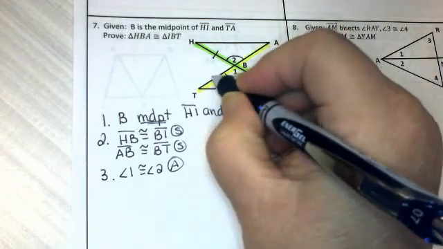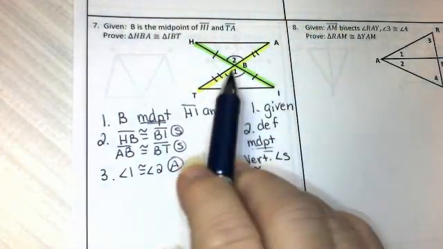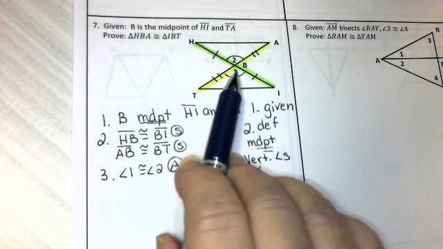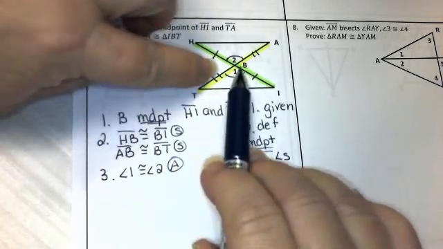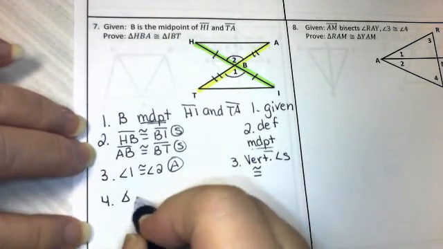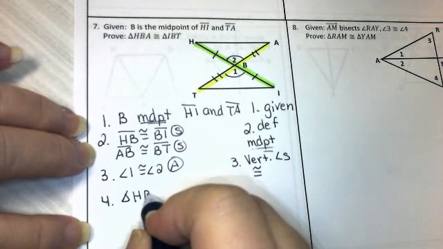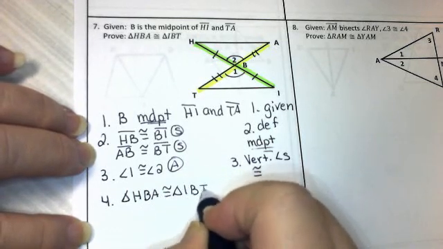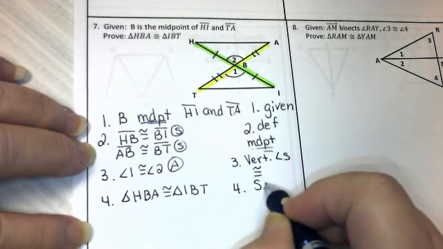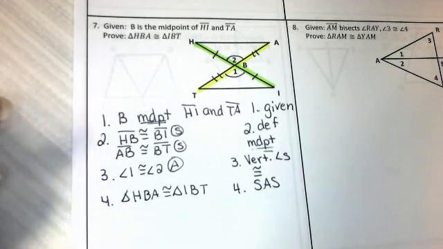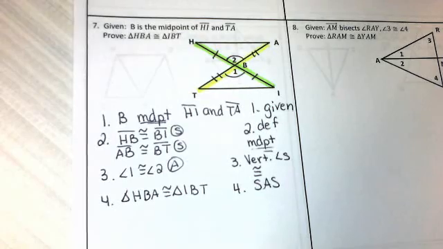So if I label all of this and look at it, you should be able to see you have two sides and an angle that's in between them. The angle is where those two sides meet. So I'm going to say triangle HBA is congruent to triangle IBT by SAS. So go ahead and work on some more, check with your friends, ask questions, and prove the rest of these.